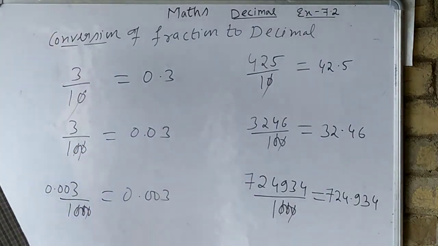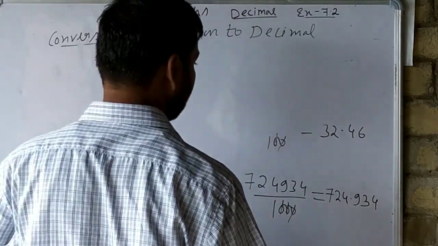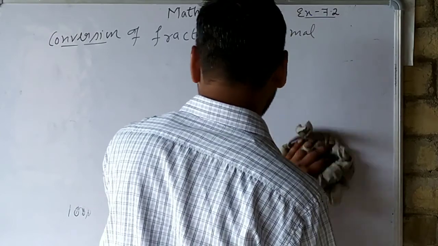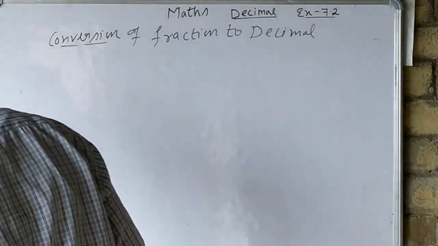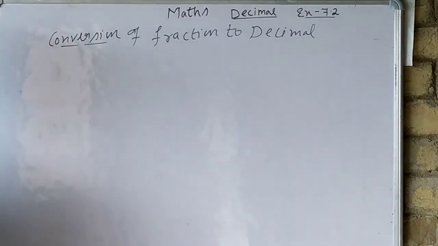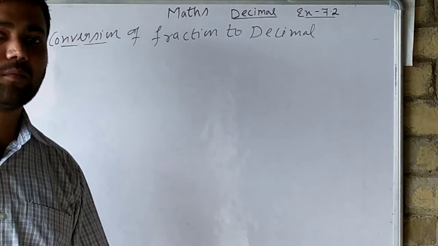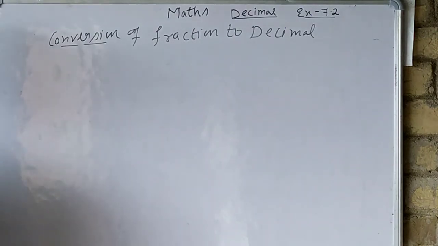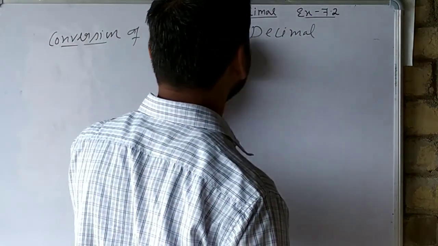So this is the way of converting fractions to decimals. Only when we have 10 or multiples of 10 in the denominator is it easier to convert. Otherwise we have to divide. We do not have another option, or we will have to convert the denominator into a multiple of 10. Okay, so now see conversion of fraction to decimal, then conversion of decimal to fraction.